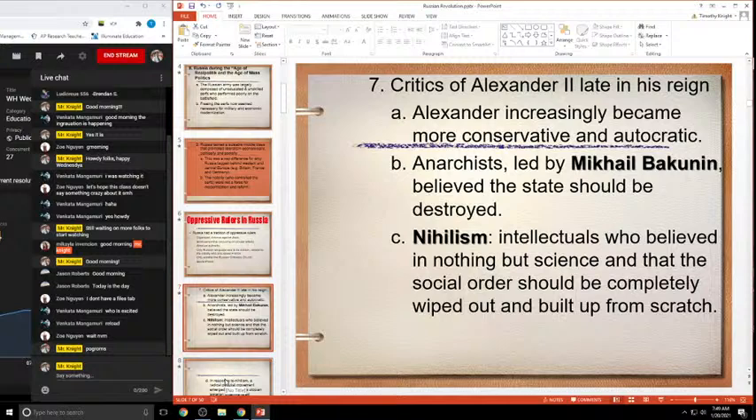I mentioned Tsar Alexander III a minute ago. There was also a Tsar Alexander II, who late in his reign became increasingly conservative and autocratic. You had people as early as the late 1800s, like Mikhail Bakunin, an anarchist who believed the state should be destroyed. You also have increasingly more people subscribing to the intellectual movement known as nihilism, who believed in nothing but science and that the social order should be completely wiped out and built up from scratch.